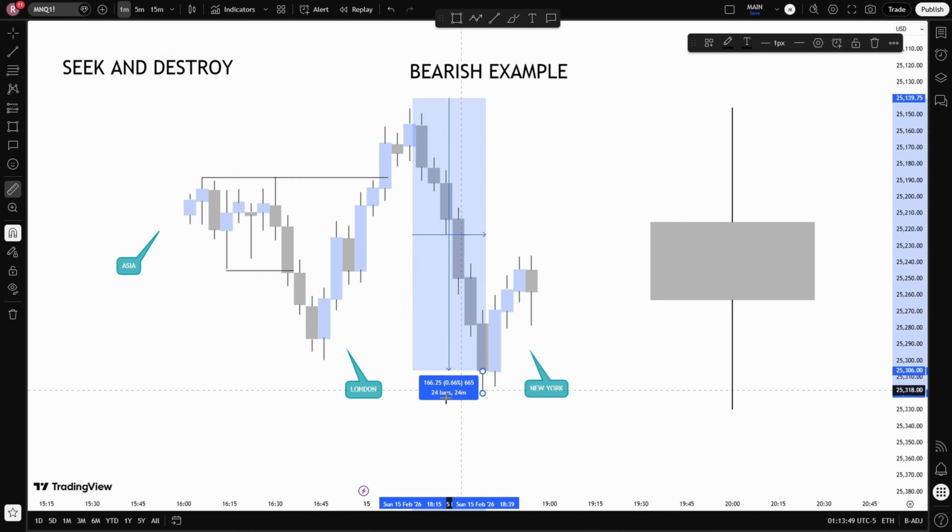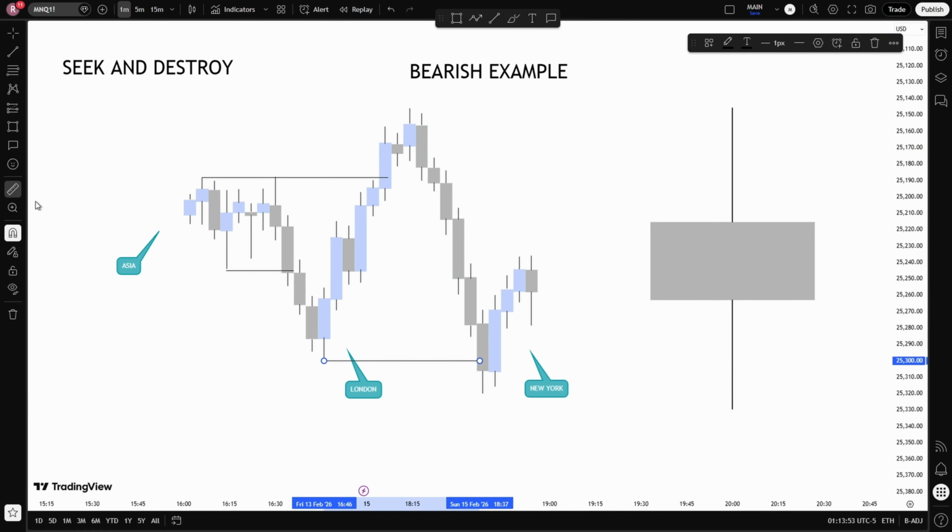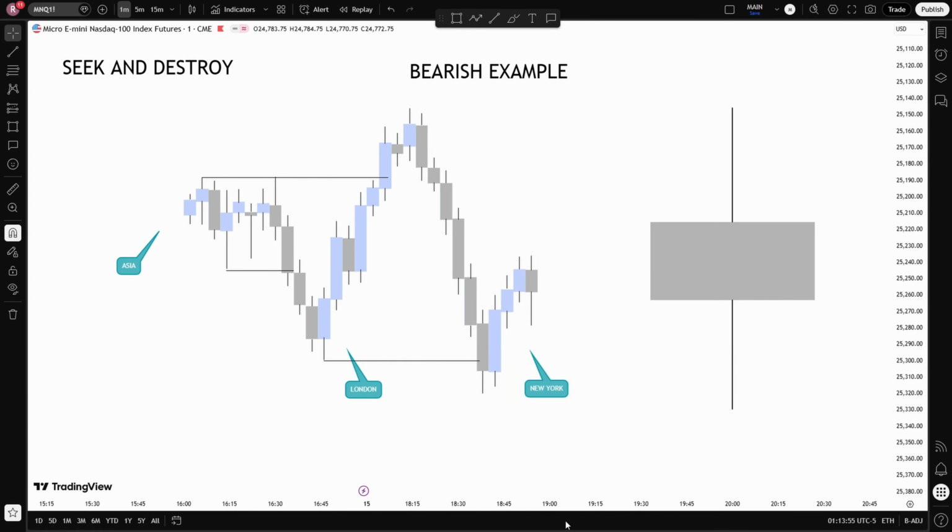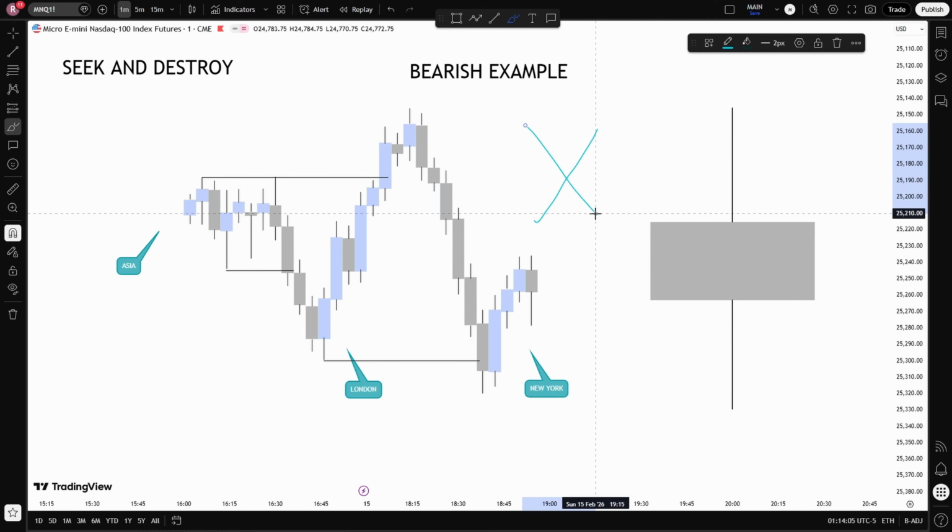Now personally, I prefer to avoid this type of price action because my focus is on expansion models. I'm looking for clean directional delivery where London sets up and New York continues. On seek and destroy days, that clarity just isn't there. But understanding it is still important, because if you can recognize when the market is likely to rotate instead of expand, you can avoid forcing trades in conditions that don't match your model.